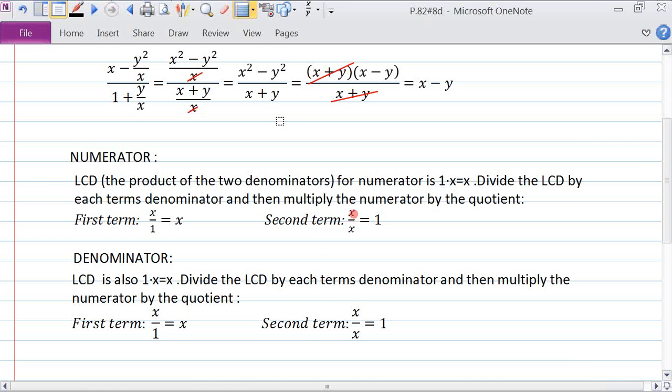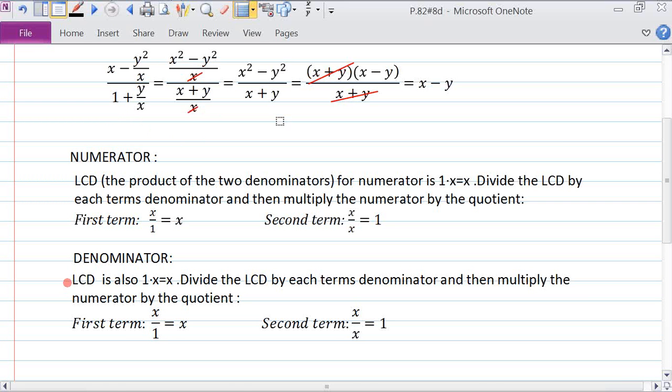Now I take the second term. The lowest common denominator is x, because it's the same as it is over here. I divide by that second term's denominator, which is x, and I get 1. I take this 1 and multiply it by the y squared, and I get minus y squared. So that's how I get this. I multiply this term by x, I multiply this term by y, and here's my LCD, because I must always put my LCD in.